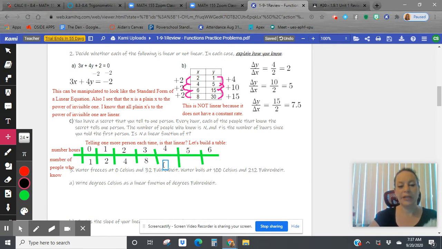Those 8 people each tell one person. So those original 8 plus the new 8. So now 16 people know. Those 16 people each tell one new person. So now 32 people know. And those 32 people each tell one person. So now 64 people know. Notice from 1 to 2, 2 to 4, 4 to 8, 8 to 16, that each of these jumps, because they're each telling one new person, it's doubling.